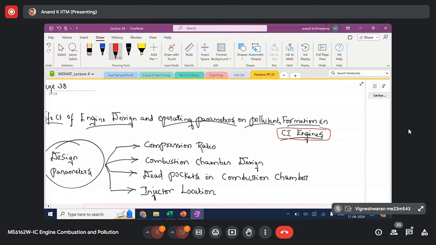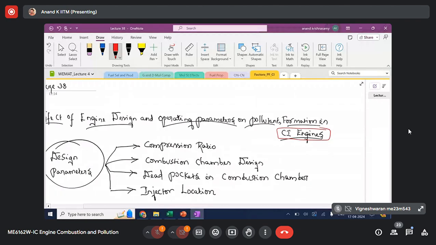Because the mechanisms involved are different, for example, the HC mechanism is different. CO and NOx are kinetically driven, so it is going to be the same for SI and CI, but HC mechanisms are different. So we need to discuss it separately.